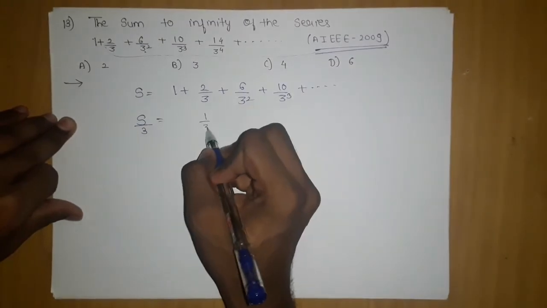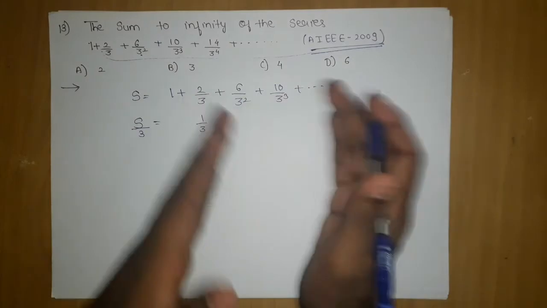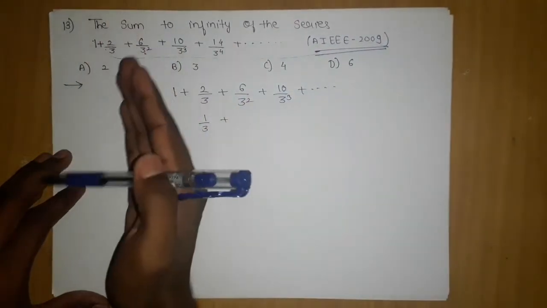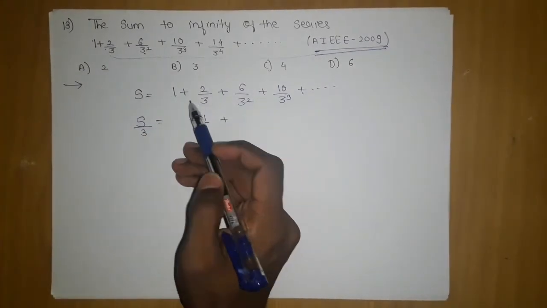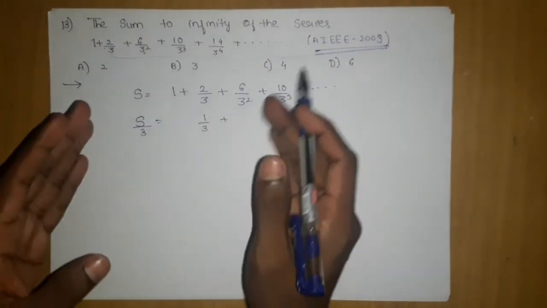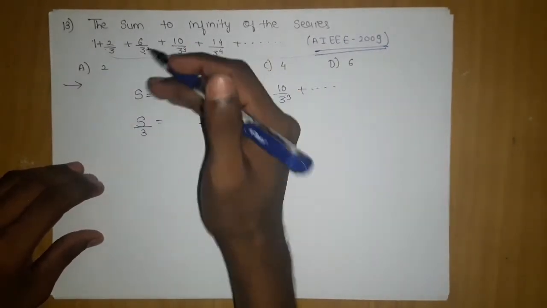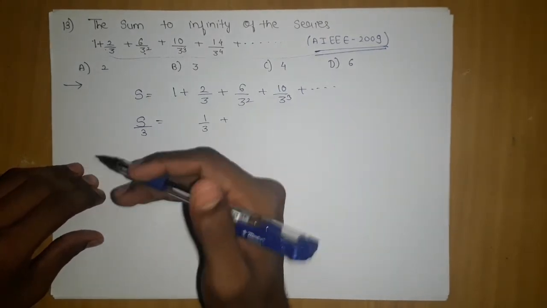We will get 1 by 3 and shift this sum one term ahead. Means we will multiply this whole series by 1 by 3 and move it just one term forward. If I move this series one term forward, each term will coincide with the second term of this S, which was this series when it was not multiplied by 1 by 3.